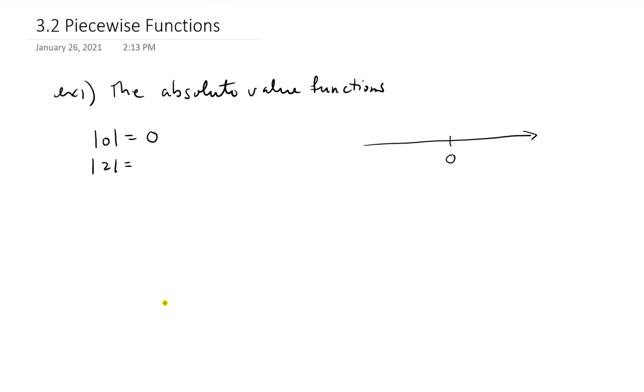The absolute value of 2, so the magnitude of 2, or equivalently, its distance to the origin or to 0, is 2 as well. The absolute value of minus 3, what is that? Well, minus 3 is here. The distance from minus 3 to 0 is 3, or in other words, the magnitude of minus 3 is 3. So as we can see, in these two cases, if you've got a number that's non-negative, its absolute value is just the number itself.